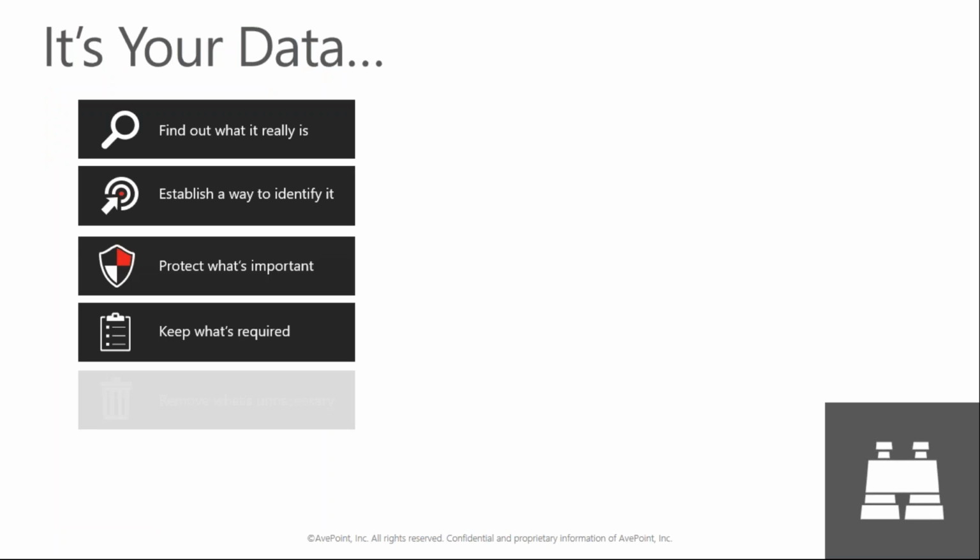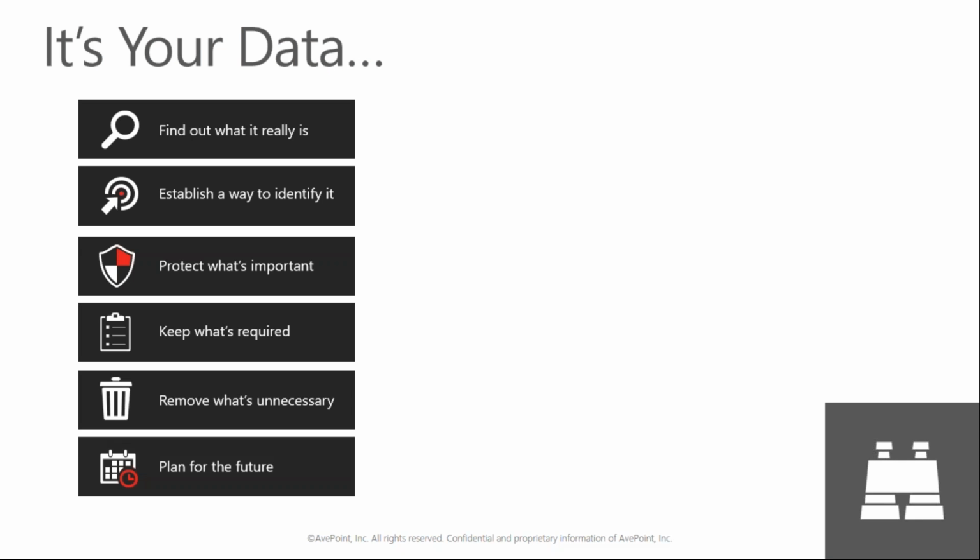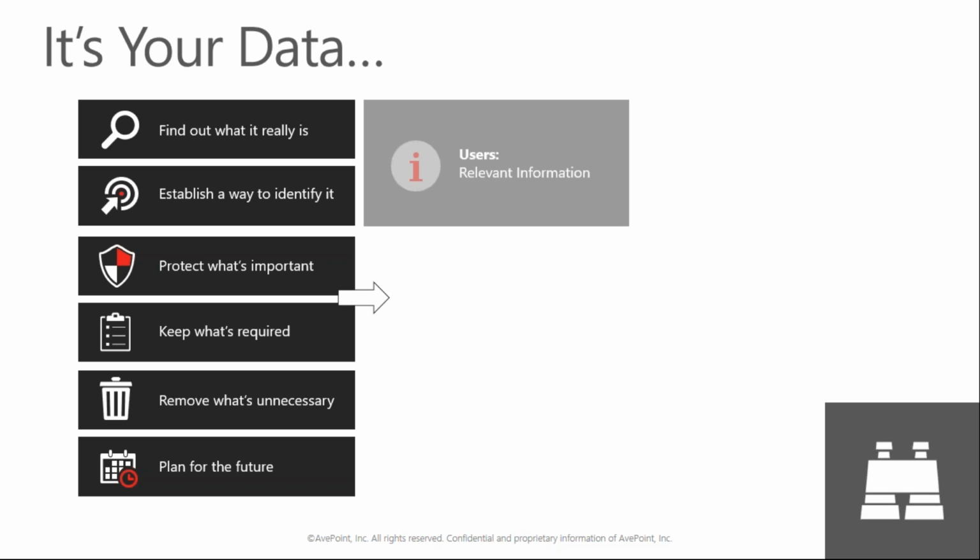We really bring it down to this slide here, which one of my colleagues put together, which I really like. Find out what it really is, not what it says it is. Find out a way to identify it. Maybe we can look for some keywords, do some machine learning, who knows. Protect what's important. Clearly some stuff we want to put additional security controls on. Keep what's required. I'm not saying get rid of things for the sake of it, but get rid of what's unnecessary. The stuff that has no value, let's bin that stuff and plan for the future.